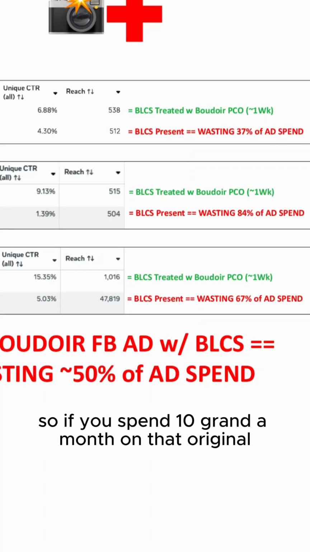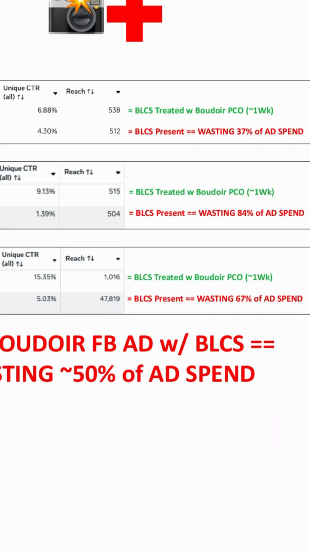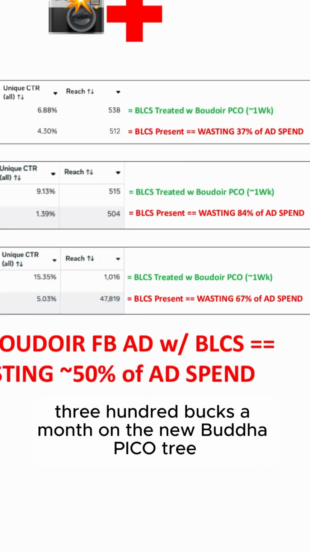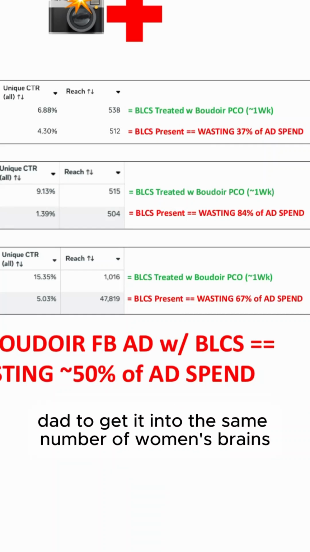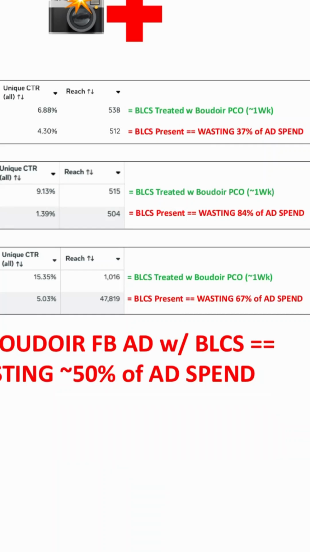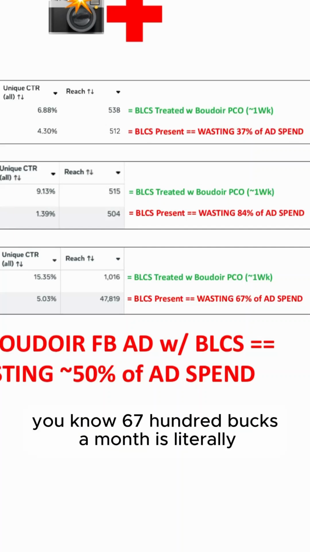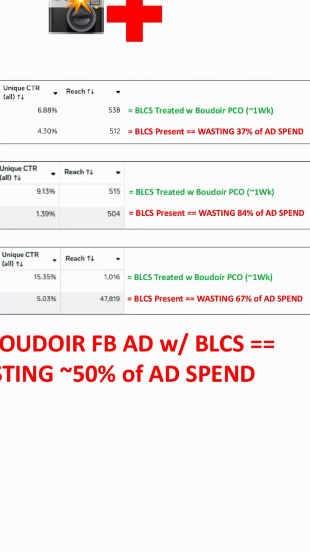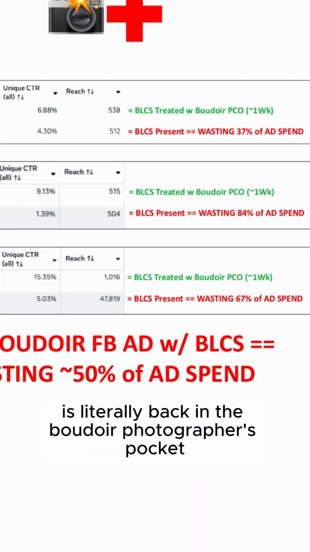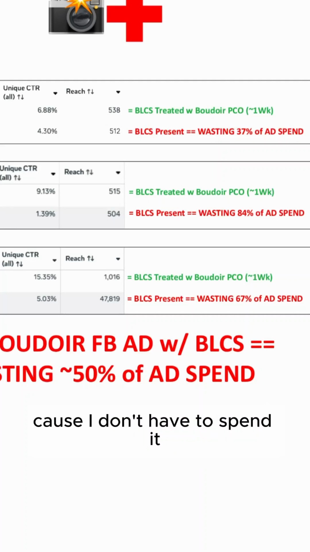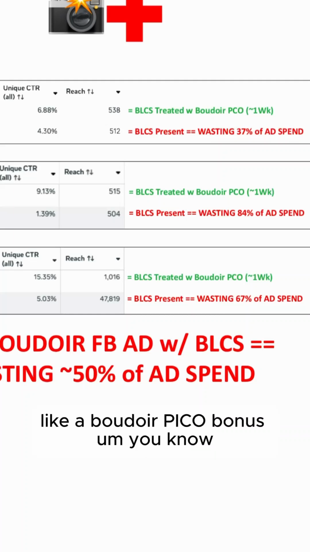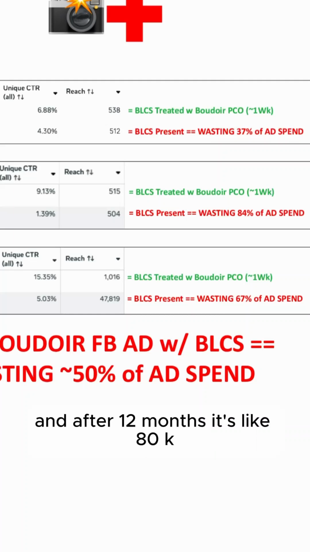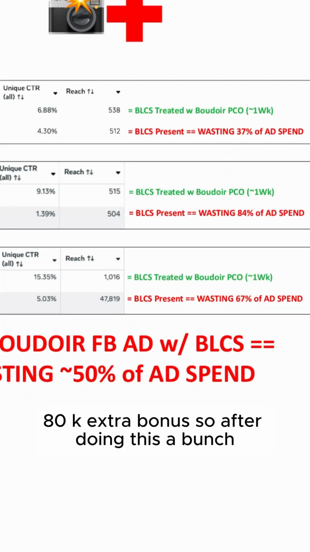So if you spend 10 grand a month on that original, you now only need to spend $3,300 a month on the new Boudoir Pico treated ad to get it into the same number of women's brains. Now, as a result, the $6,700 a month is literally back in the Boudoir photographer's pocket because they don't have to spend it. Have like a phantom bonus, like a Boudoir Pico bonus. And after 12 months, it's like 80K extra bonus.